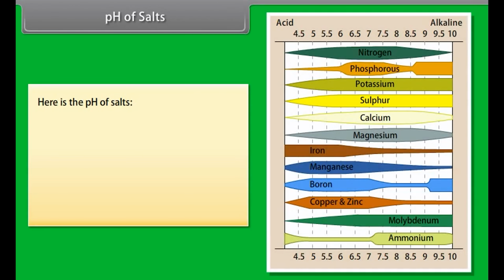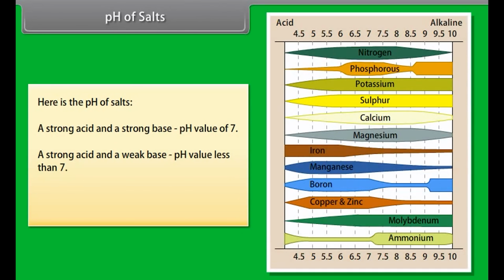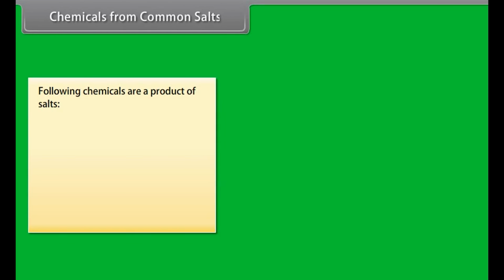pH of salts. Here is the pH of salts. A strong acid and a strong base: pH value of 7. A strong acid and a weak base: pH value less than 7. A strong base and a weak acid: pH value more than 7. Chemicals from common salts. The following are some of the chemicals produced from salts.